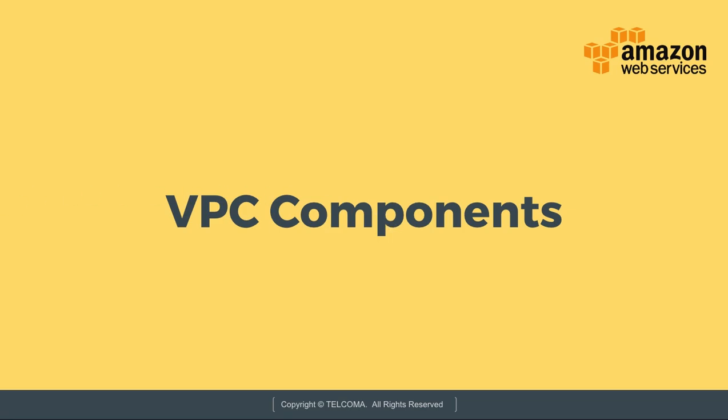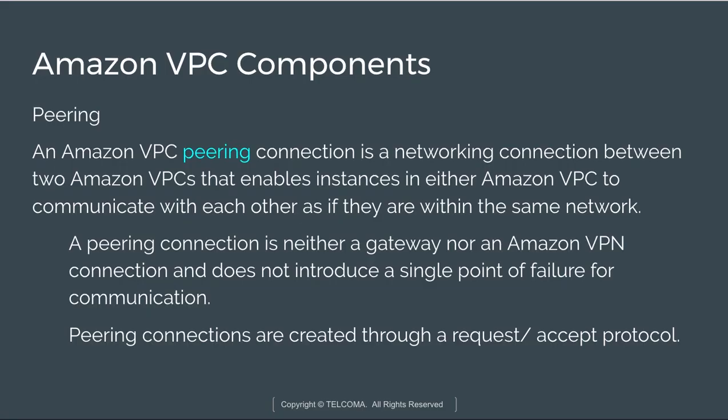Today we are going to discuss its next component, which is peering. So an Amazon VPC peering connection is a networking connection between two Amazon VPCs. We can connect two virtual private clouds with the help of a connection, known as peering, and basically it is a networking connection. With the help of this connection, it enables instances in either VPC to communicate with each other, as if they are a part of the same network.